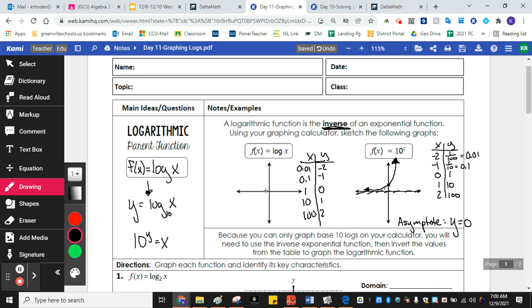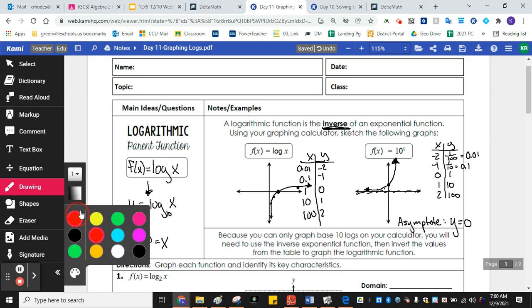So now I'm doing 0.1, -2. I'm sorry, 0.01. 0.1, -1, 1, 0, 10, 1, 100, 2, slowly going up, very, very slowly. Like at 100, it's 2. So don't be drastic there.